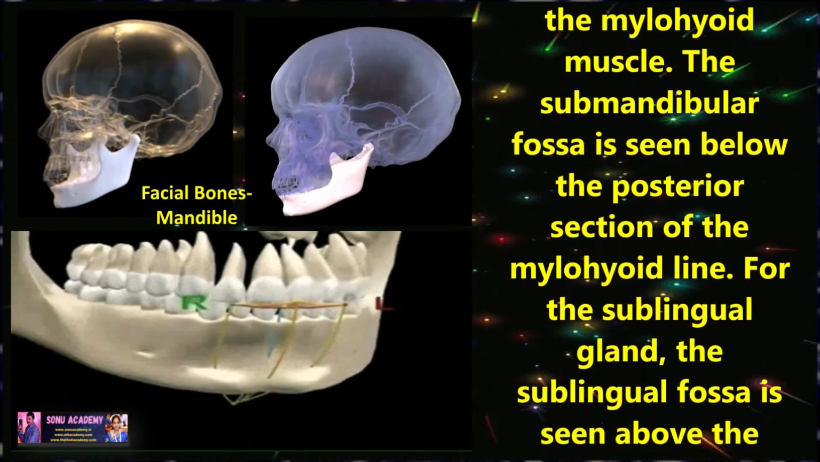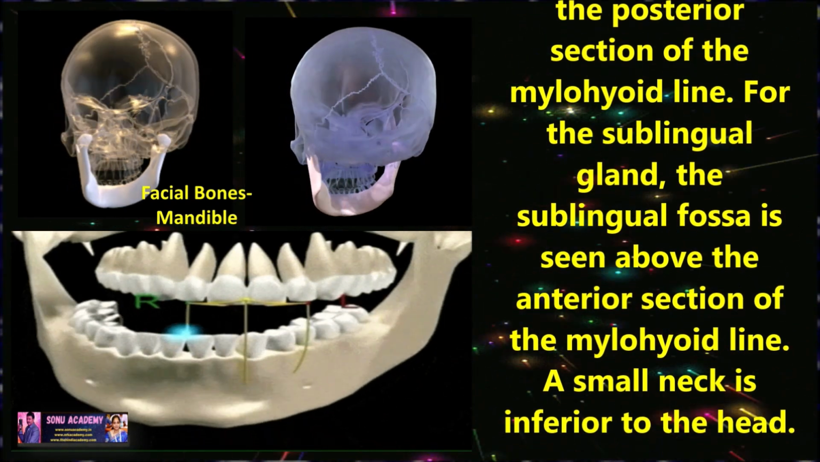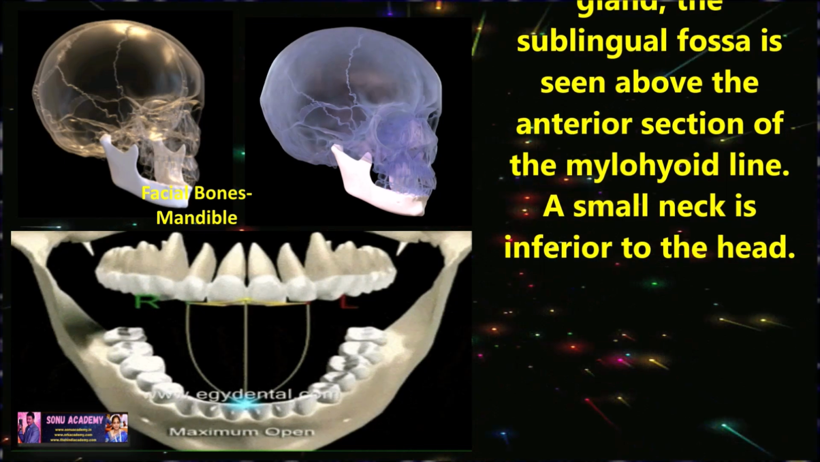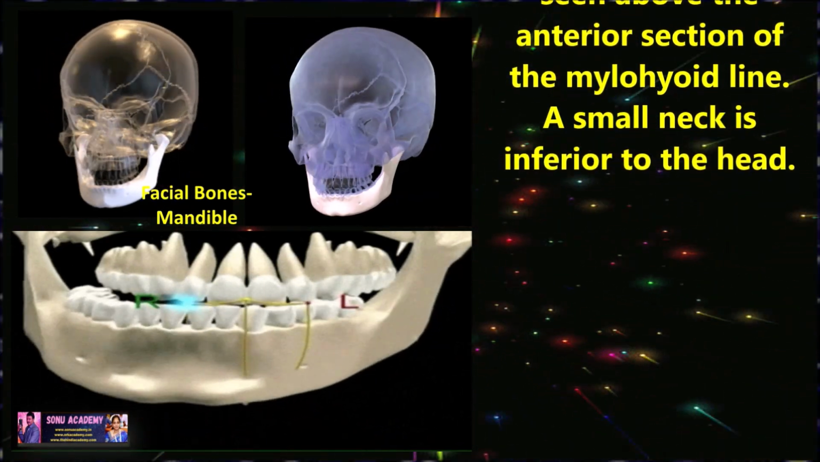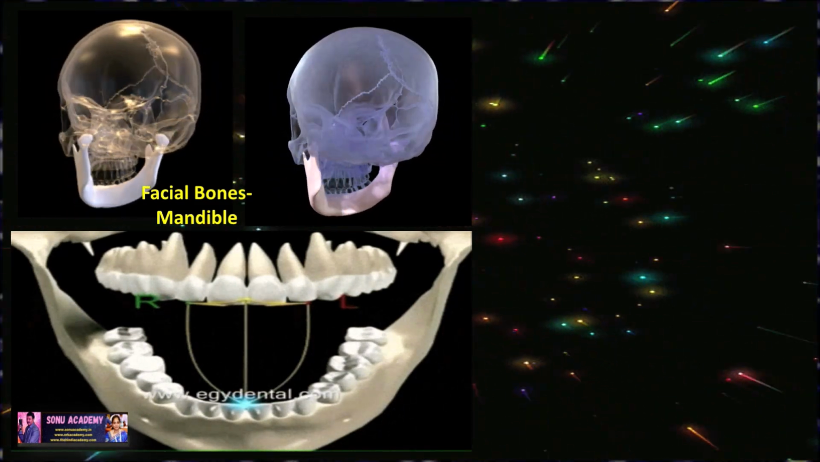The submandibular fossa is seen below the posterior section of the mylohyoid line for the submandibular gland, and the sublingual fossa is seen above the anterior section of the mylohyoid line. A small neck is inferior to the head.